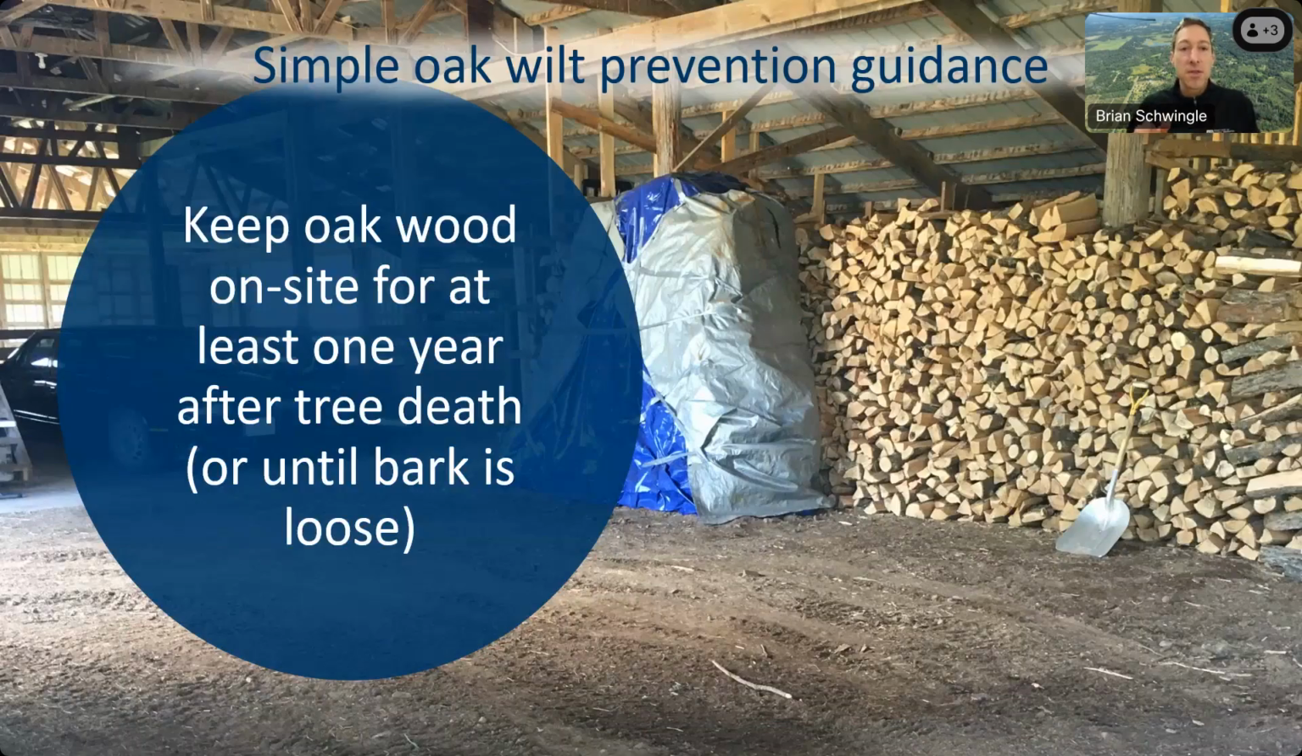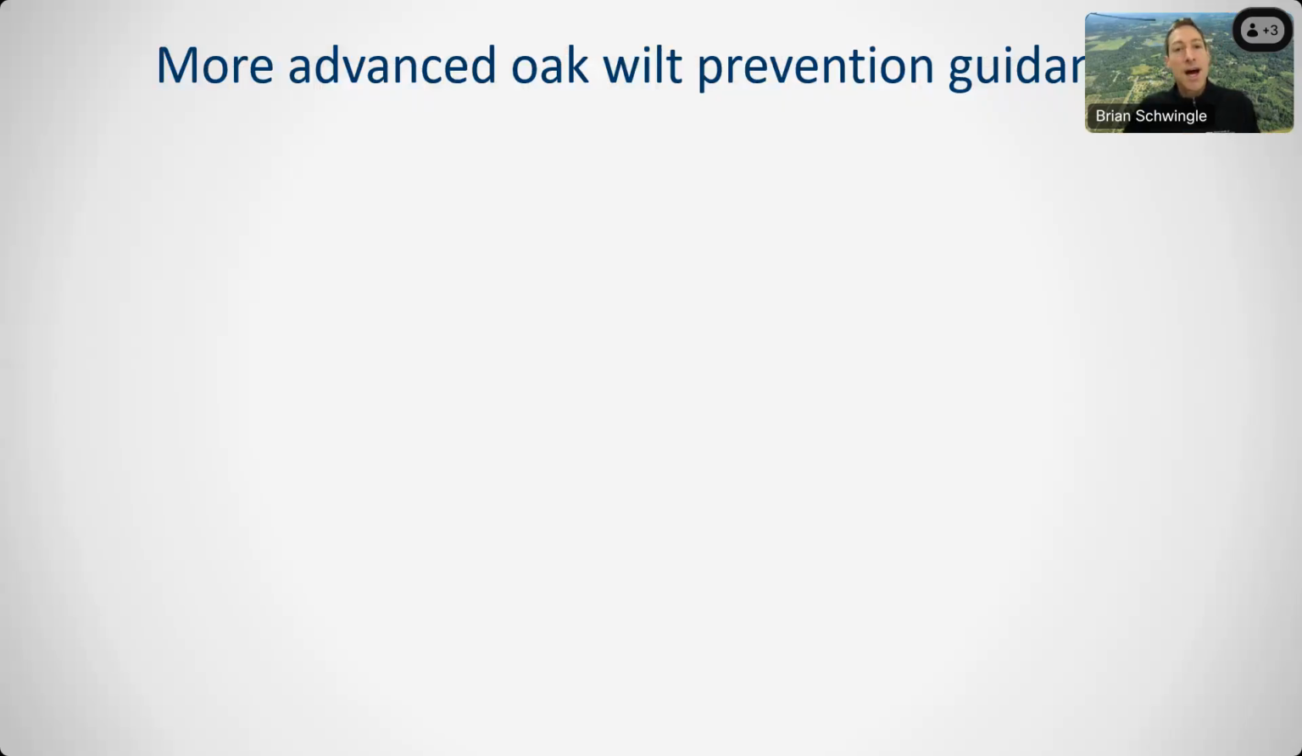But most importantly, if you live in an area where there's oak wilt and you have a diseased oak, or you don't know what killed the tree, and you cut down the tree for firewood or lumber or whatever, just leave it in place at least for a year. If the bark is loose, it's safe to move. But if it's not loose, just don't move it. Leave it in place for a year before you move it to your cabin or hunting grounds or wherever. Keep it in place.